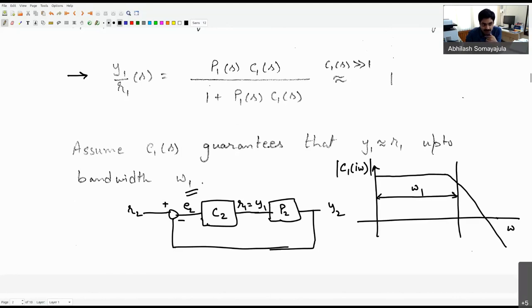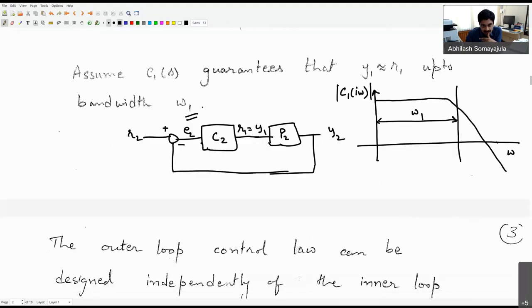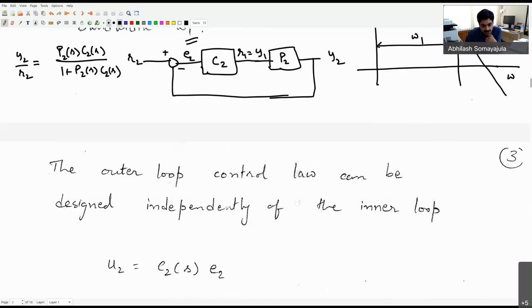That's what is happening. Now, if I wanted to write down the dynamics for this system between Y2 and R2, why don't you go ahead and tell me what will be the transfer function between Y2 by R2? Yeah, it will be the same as previously, C2 P2 divided by 1 plus C2 P2. Yes, it should have the same form as before, because it looks exactly like what it was before. The only thing is it will be P2 of S C2 of S divided by 1 plus P2 of S times C2 of S. That is what we should get out of it.